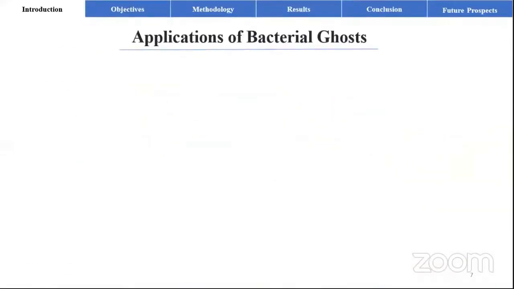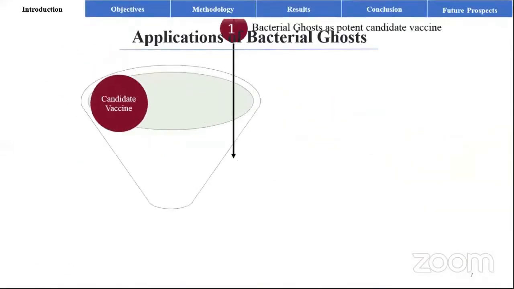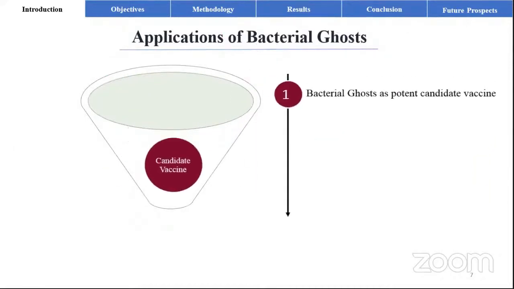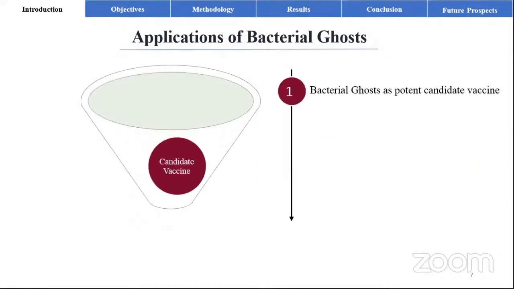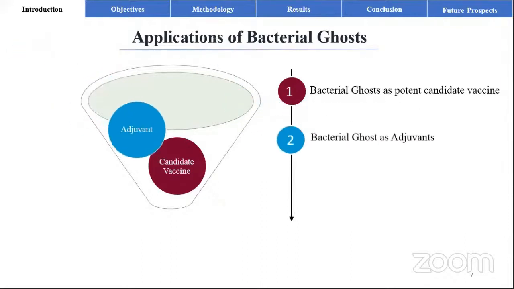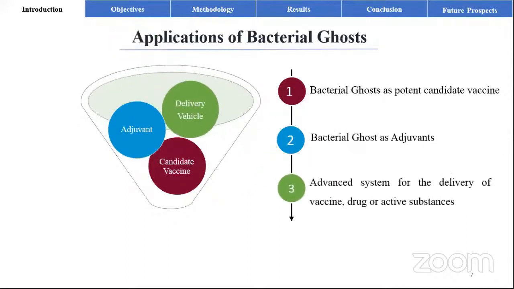Talking about the applications of bacterial ghost, there are many applications in white biotechnology. They are being used as candidate vaccines against many infectious diseases like Haemophilus influenzae. They are being used as adjuvants in vaccines because of their natural intrinsic properties, and they are also being used as delivery vehicles for the delivery of vaccines, drugs, or active substances. We use them as a delivery vehicle in our study.